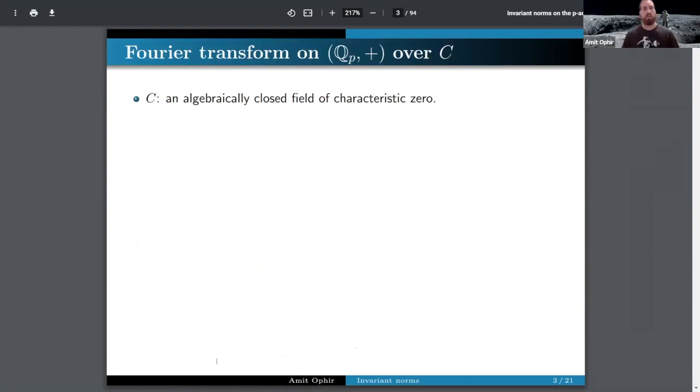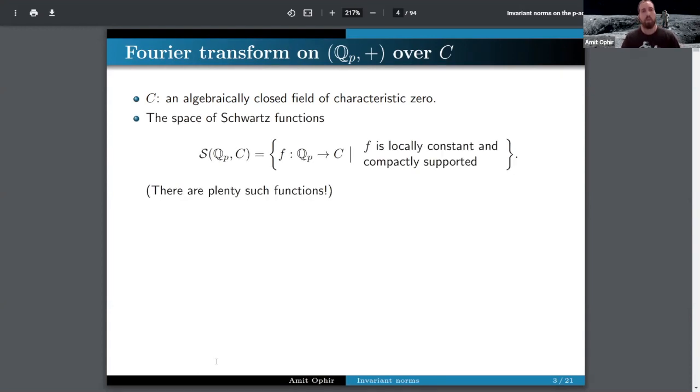But I begin with a slightly more general setup. Let's work with an abstract field of coefficients, which is algebraically closed and of characteristic 0, and later on we'll specialize it to the case of the complex numbers and later on to CP. We'll work with the space of Schwartz functions, those functions from QP to C which are locally constant and compactly supported. Since QP is locally compact and totally disconnected, there are many such functions. This is an infinite dimensional vector space over C.